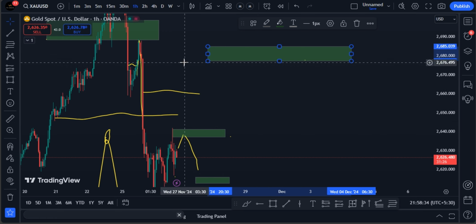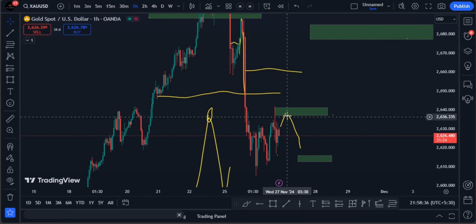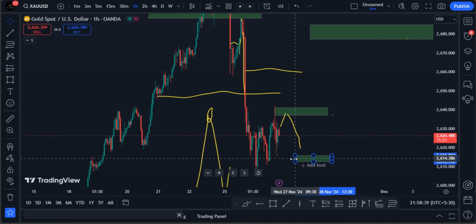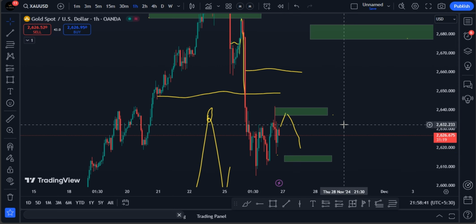So this is the long-term market down reverse zone. These are my short-term up and down reverse areas. So let's see what's going to happen. I'll update with another video.